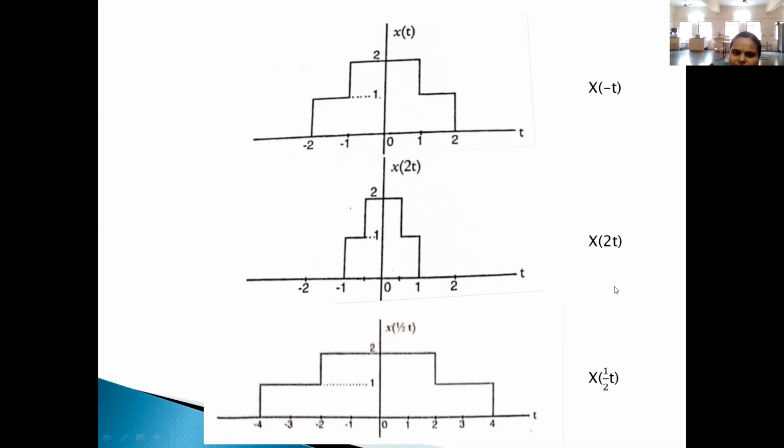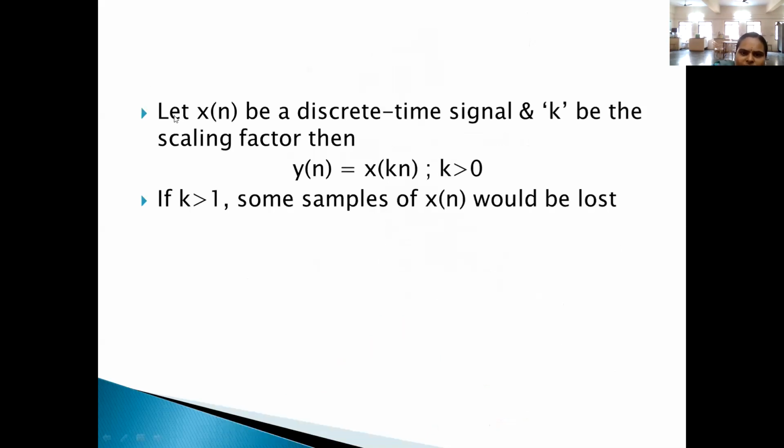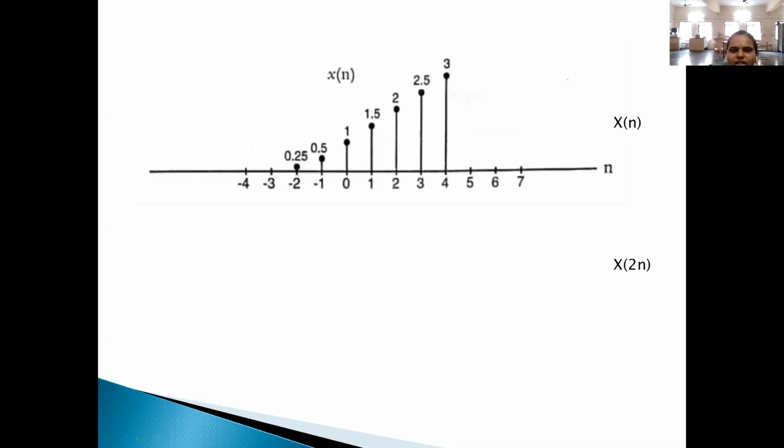This is one example. Next, in terms of discrete time, the equation is taken as y of n equals x of kn, where k is greater than 0. When k is greater than 1, some samples of x of n would be lost, meaning some samples are going to be dropped. How does it do the operation? Just observe this example here, where a sample signal is taken.